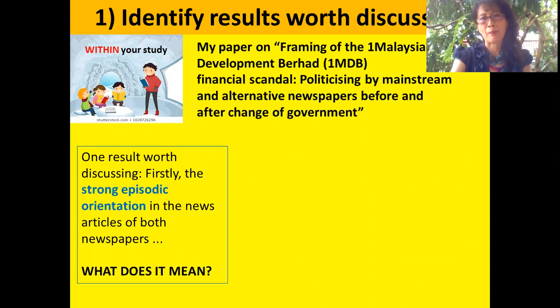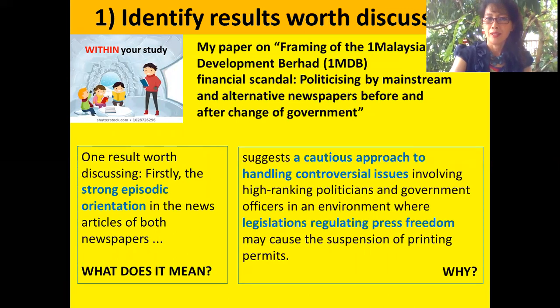I'll use my paper here as an example on the framing of 1MDB. Okay, one result worth discussing is this. Firstly, there is a strong episodic orientation in the news articles of both newspapers analyzed. Strong episodic orientation, that means the news are reporting events, the WH questions, they answer the WH questions. So what does it mean? Well, it means that the journalists or the newspapers are very careful in handling controversial issues, because 1MDB involves high-ranking politicians and government officers. And newspapers are also very aware of legislations that regulate press freedom.